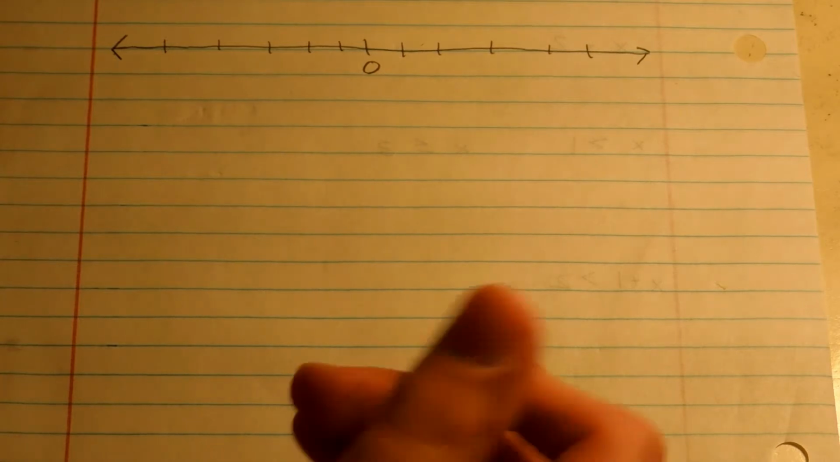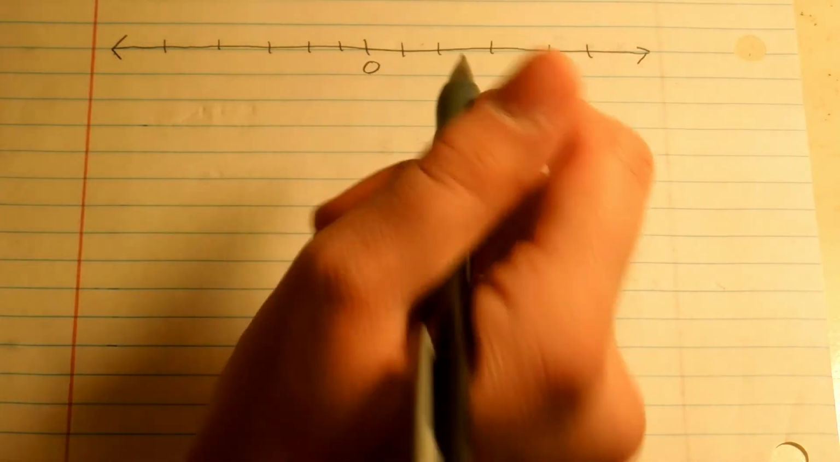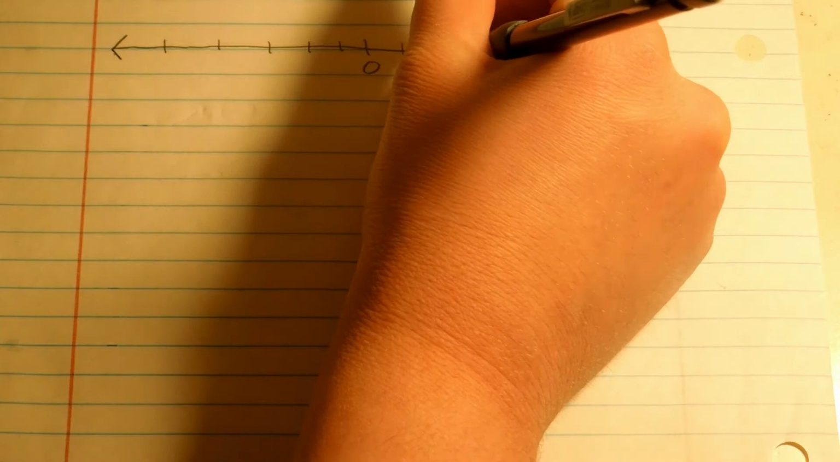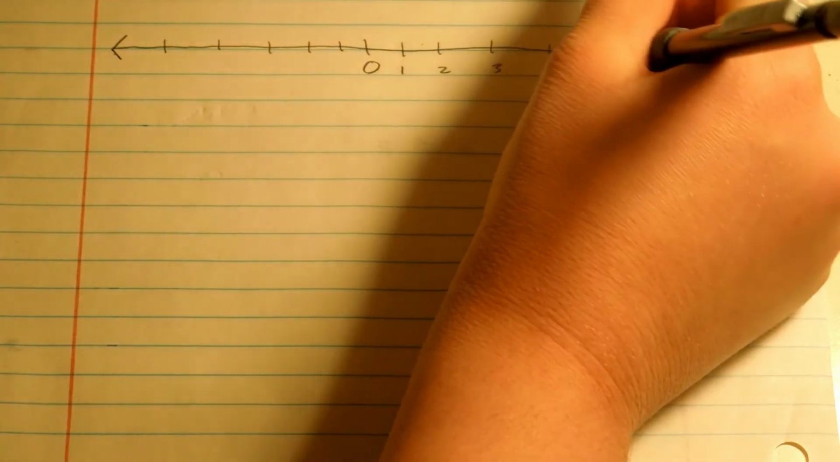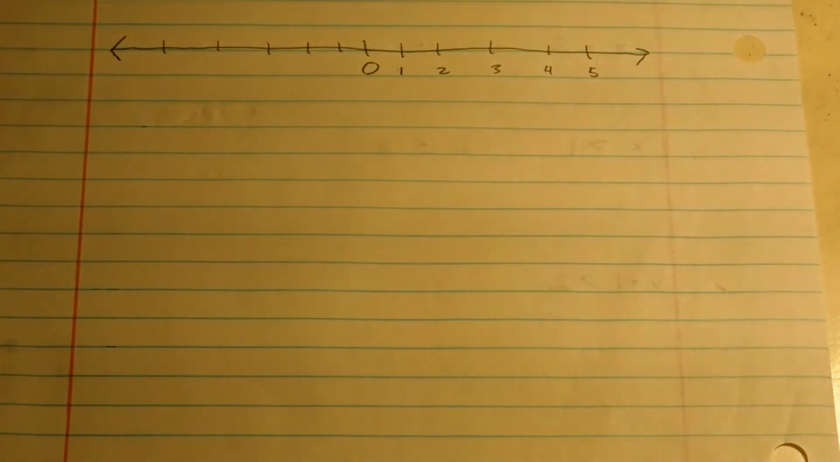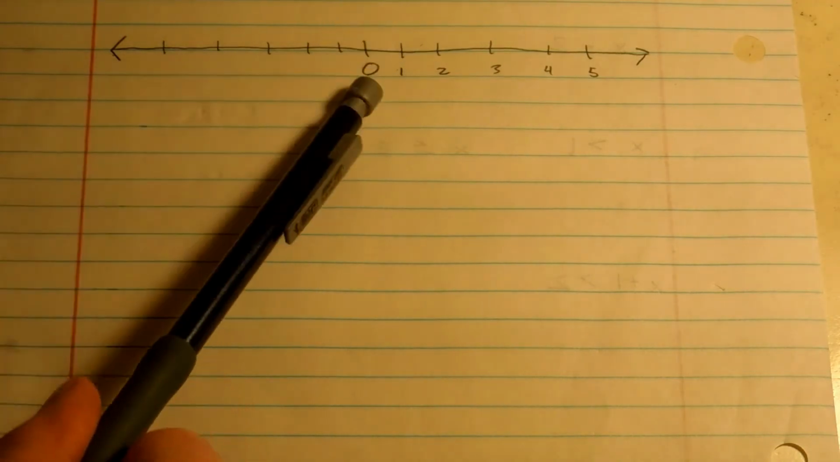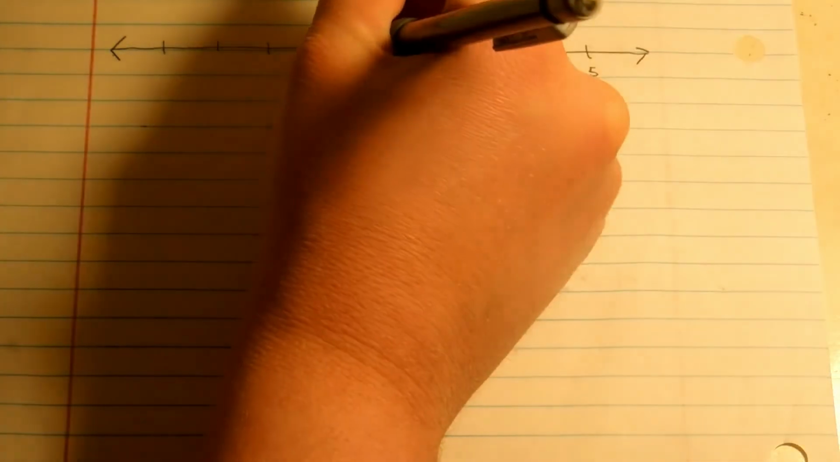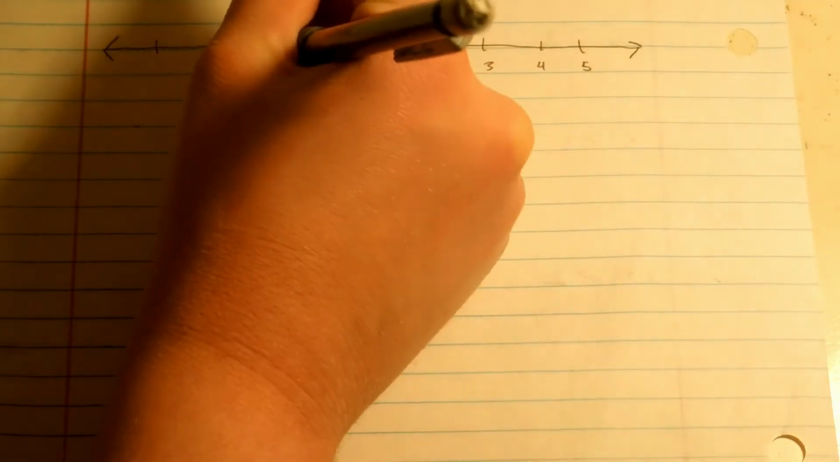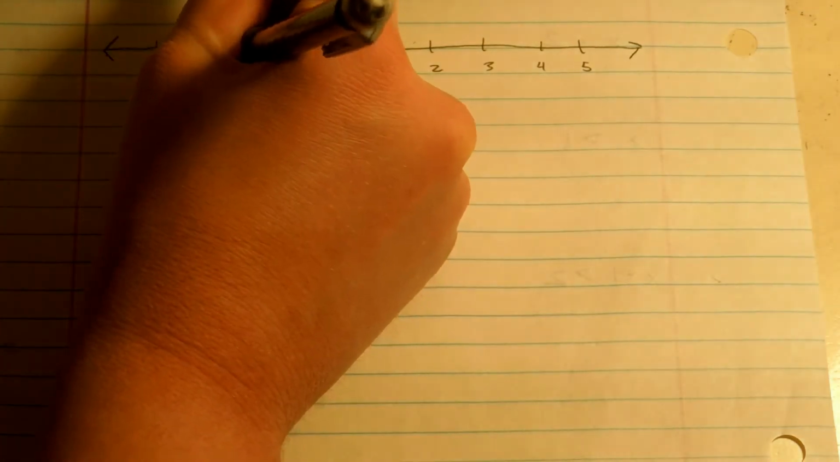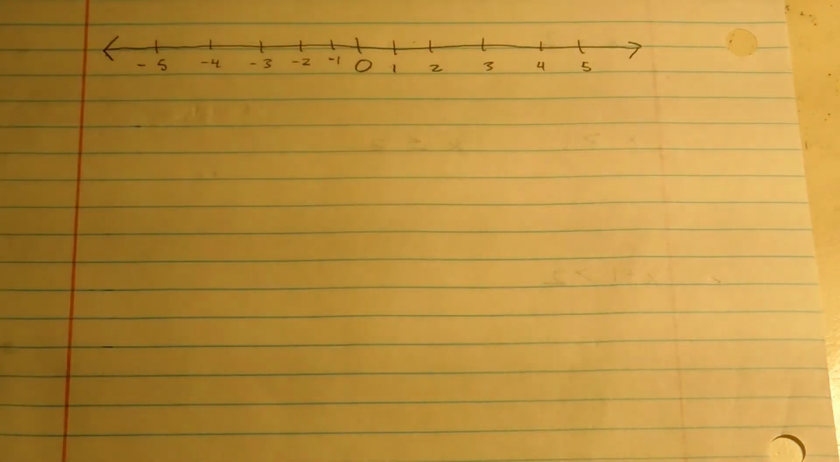Now I'm going to add in the numbers. Starting from 0 and going to the right, I'm going up: 1, 2, 3, 4, 5. Now going from the 0 to the left, I'm going down: -1, -2, -3, -4, -5.